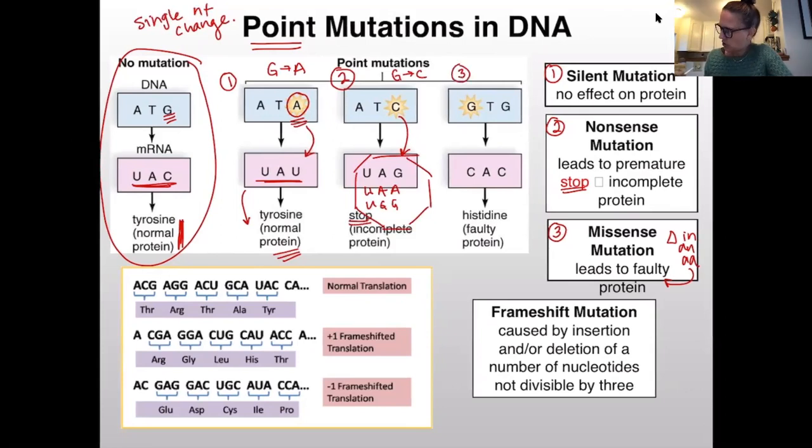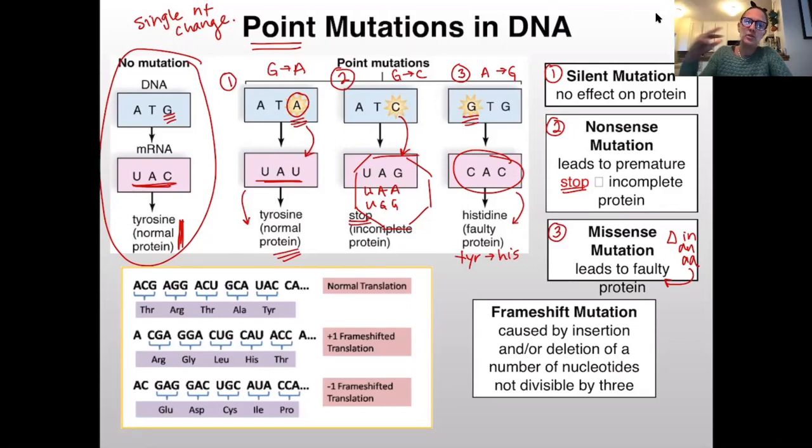The third kind of mutation, in this case, we saw an A went to a G, and you see that the first nucleotide in that codon has switched. Therefore, you get a completely different codon, which encodes for a completely different amino acid. All right. So here we went from a tyrosine to a histidine. That causes a mutation in the protein, which often leads to problems in folding or problems with the protein function. So that usually leads to a faulty protein.